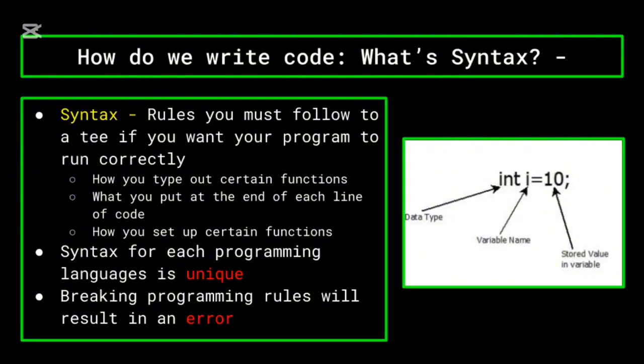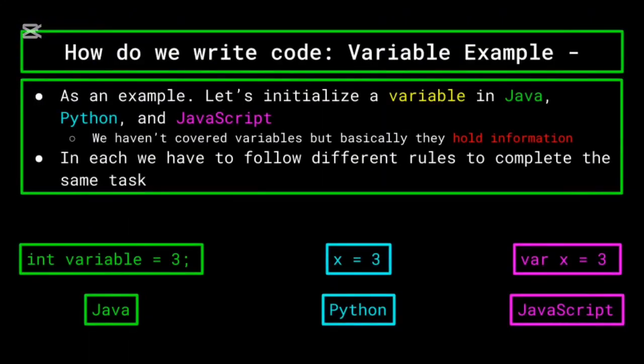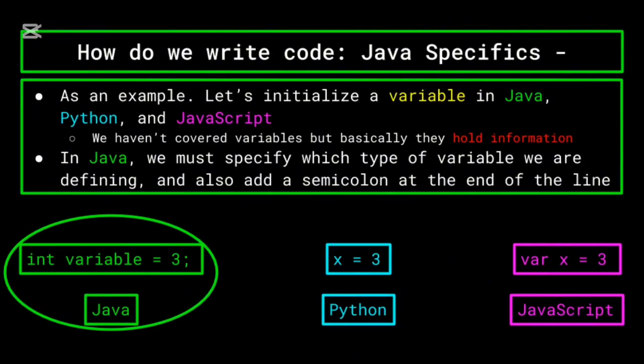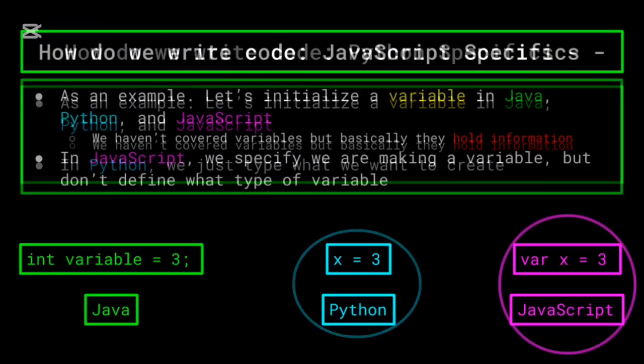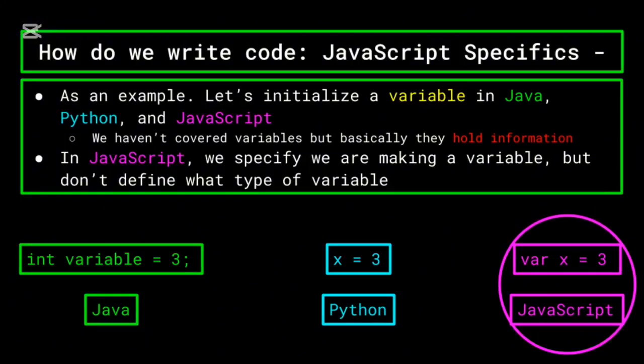As an example, if you wanted to do something simple such as initialize a variable, which is something that we haven't covered yet, but the example is still relevant. In Java, you'll notice how we have to specify what type of variable we are defining, in this case an integer, and also add a semicolon after the statement. In Python, we don't even need to define that we are trying to create a variable, and just have to type what we want to create. And in JavaScript, we just specify that we are making a variable, but we don't include what type of variable we want to make, like in Java.